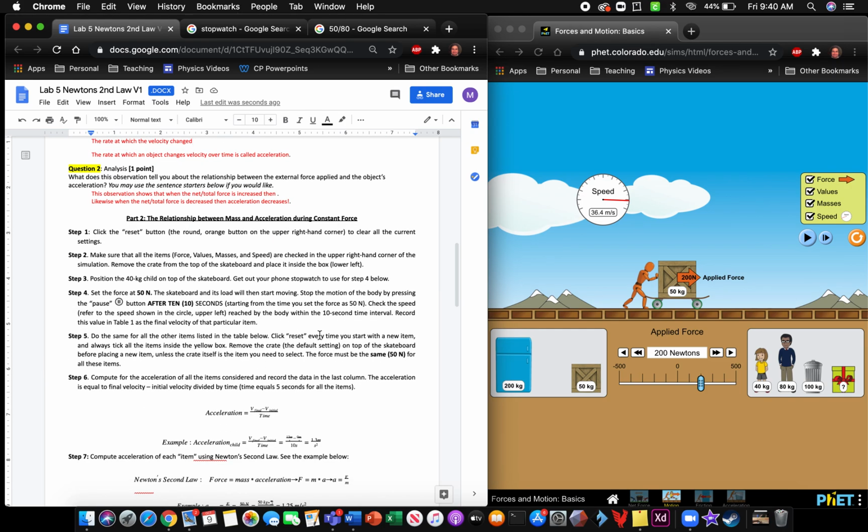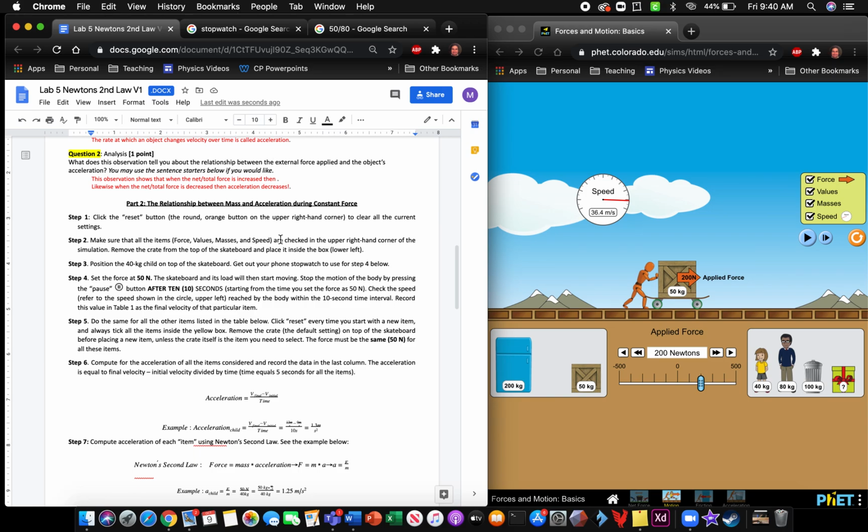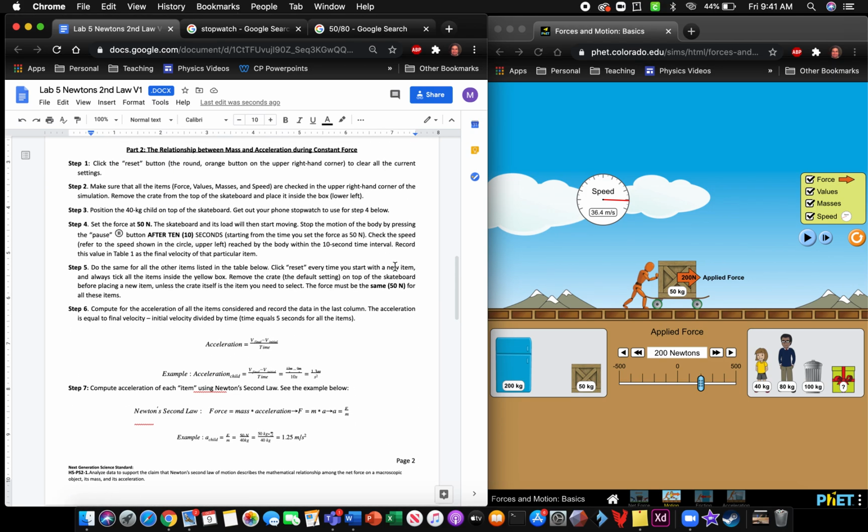All right, so question 2, what does this observation tell you about the relationship between the external force applied and the object's acceleration? Well, what we just saw is that when the total force is increased, then the acceleration increases. When the total force is decreased, acceleration decreases. Okay, so please write that in your own words. All right, we're going to move on.